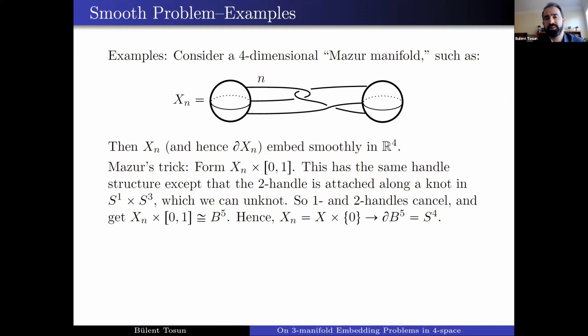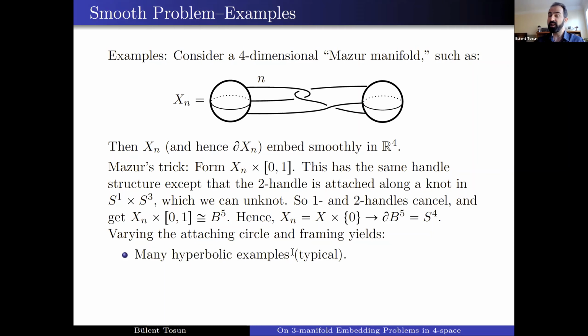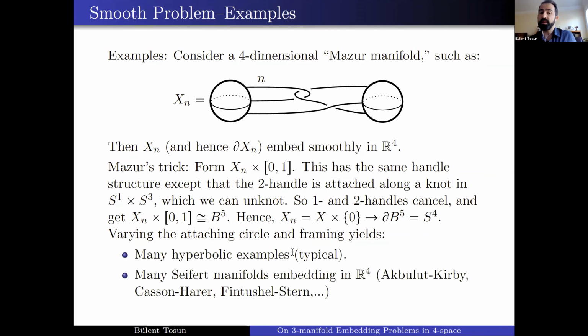It could be any knot as long as the algebraic intersection linking was plus or minus 1, things would be good. In other words, by considering different attaching circles and framings, referring to this n, we get various 3-manifolds for the boundary of Xn. And typical examples we get are hyperbolic, but you also get Seifert fibered manifold examples. And many examples constructed like that start with some work of Akbulut, Kirby, and Casson, Harer, Fintushel, Stern, and others.